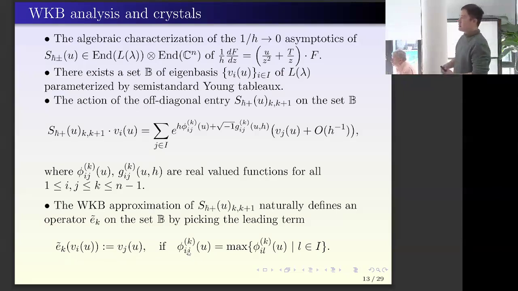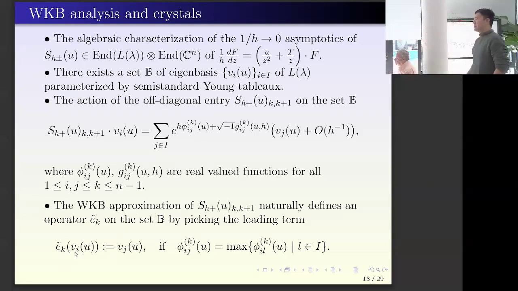So again, this is a WKB data. So again, we would like to study the 1/h bar go to 0 behavior of this equation. So first, when 1/h bar goes to 0, we are left with the spectral data of this coefficient, which is the eigenbasis of your representation space. And then the subdiagonal entries of the Stokes matrix acting on this basis have the following form. And the leading term is given by the biggest index j. And to encode this j, we define this operator ek tilde.